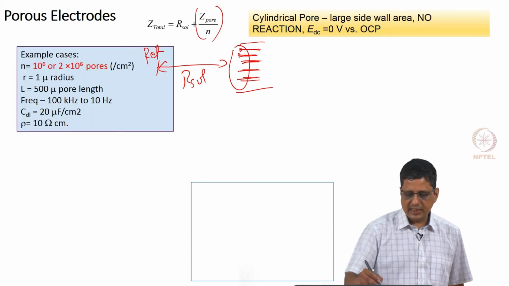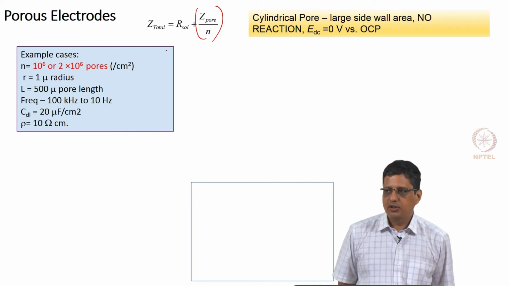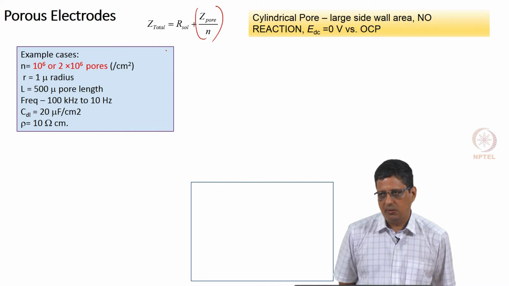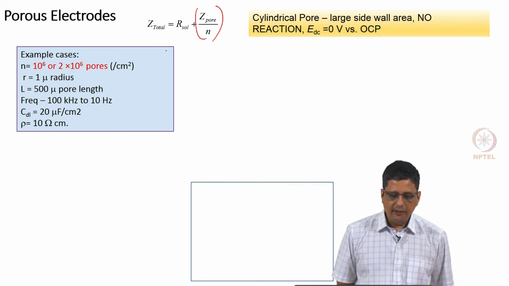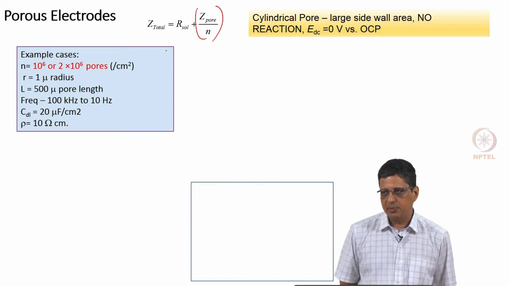So, I want to give you a couple of examples. Say there are 1 million pores, or 2 million pores, per square centimeter. Each pore is of 1 micron radius, which is pretty small, and 500 micron pore length. So, compared to the radius or diameter, the length is pretty large, it is 250 times the diameter.